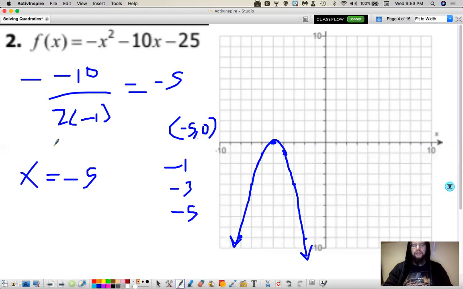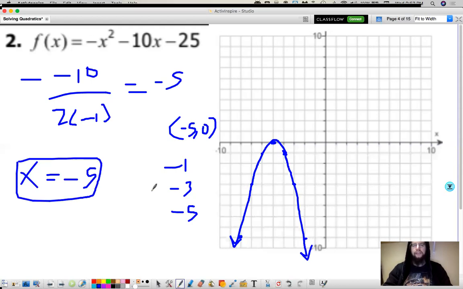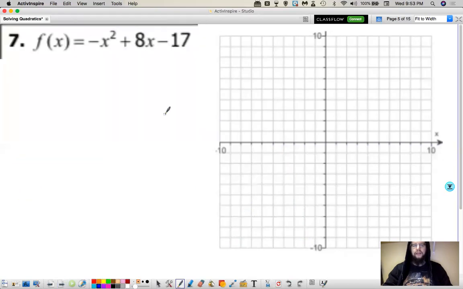And my answer, my solution, my 0, my root, my x-intercept is -5. That's the answer to this. Solve this equation, your answer will be -5. Okay, let's look at this guy.